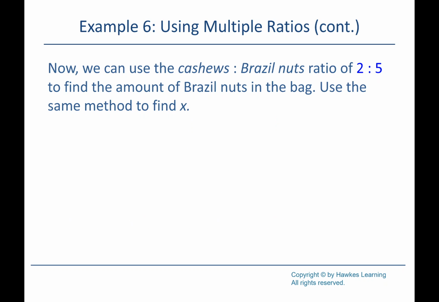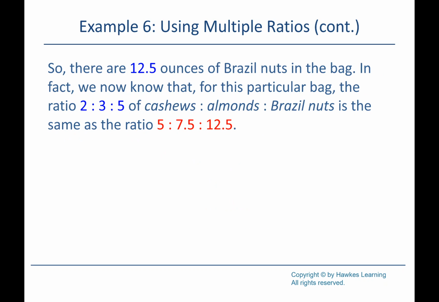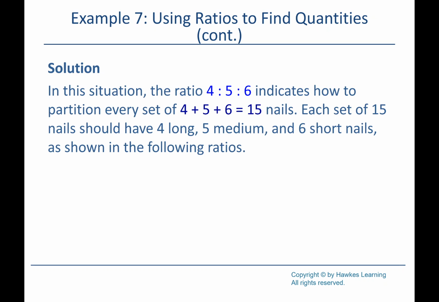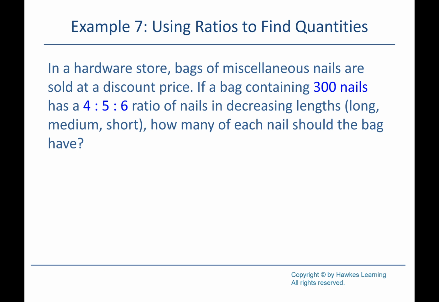Let me get through all these textbook slides. Oh, went too far, sorry. There we go. So a little, slightly more interesting. Okay. So this one says we're in a hardware store. We got a bag of miscellaneous nails. Tells us the total number of nails. We've got 300 total nails in the bag, and it says it has a 4 to 5 to 6 ratio of nails in decreasing length. So that's long, medium, and short. We want to know how many of each nail the bag should have.